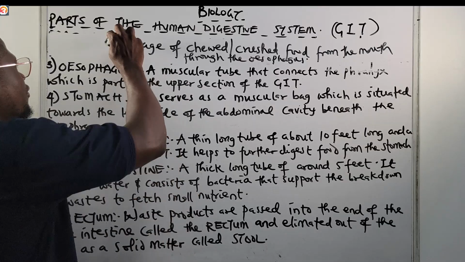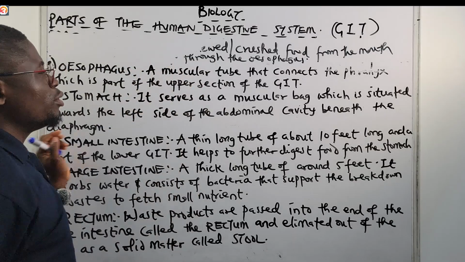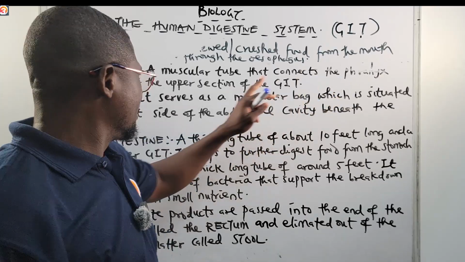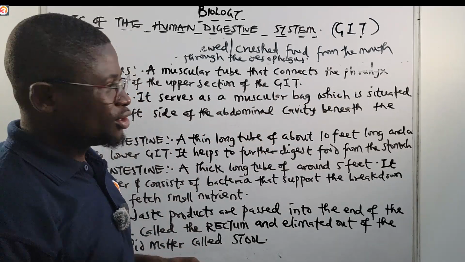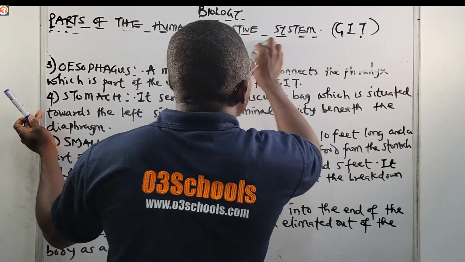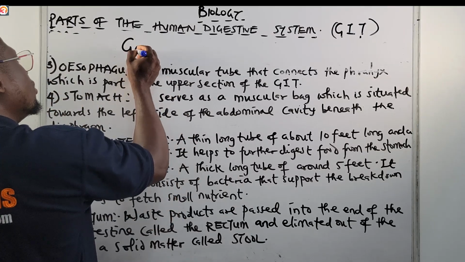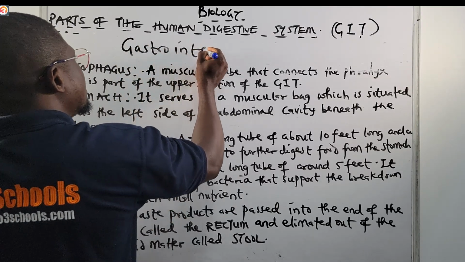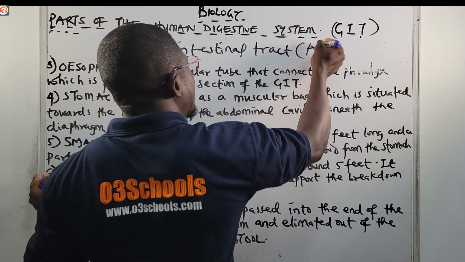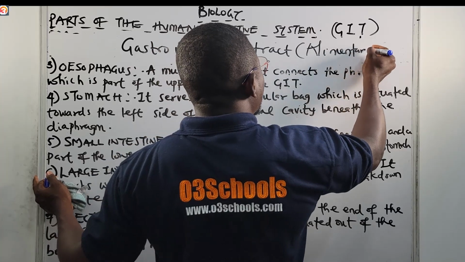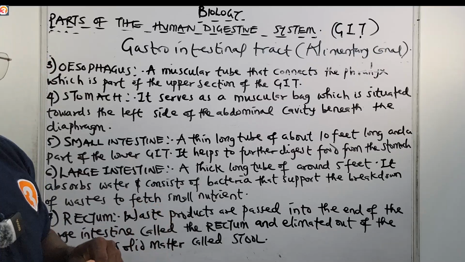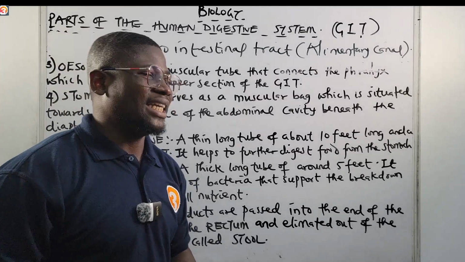Now that takes us to the esophagus. We say the esophagus is a muscular tube that connects the pharynx, which is part of the upper section of the gastrointestinal tract. This GIT will be shortened. Let me just write the full meaning. GIT is gastrointestinal tract, the same thing as the alimentary canal. Please take note of that.